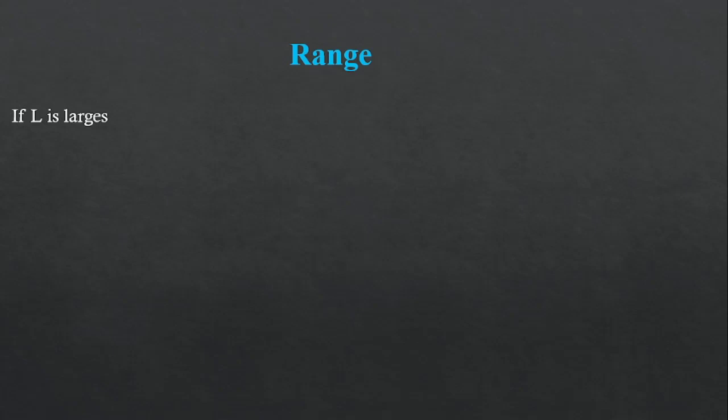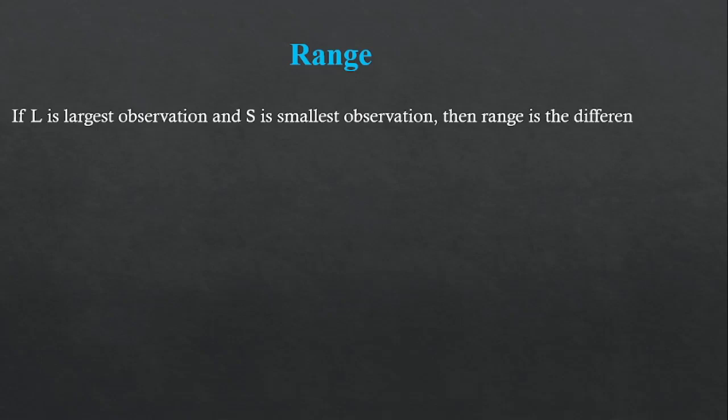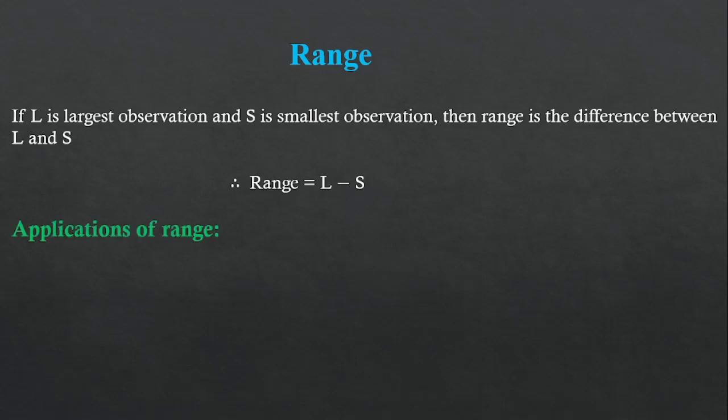So let's see, what is the range? If capital L is the largest observation and capital S is the smallest observation, then range is the difference between the largest observation and smallest observation. Therefore the formula of the range is largest observation minus smallest observation. Very simple. Let's see some applications of range.